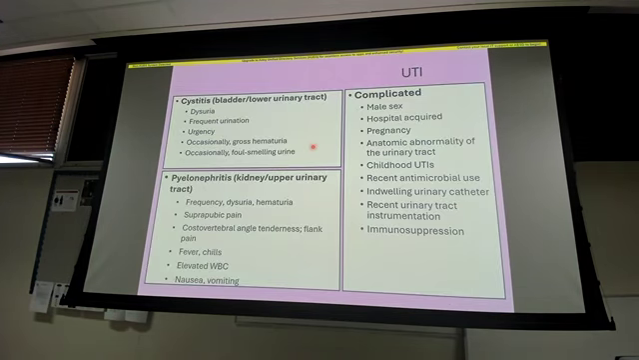Further looking at that, I am going to tell you if it is complicated or not complicated, okay? So I don't need you to remember that. I'm going to tell you if it is cystitis versus pyelonephritis. You just need to know what drug you're going to use for it.